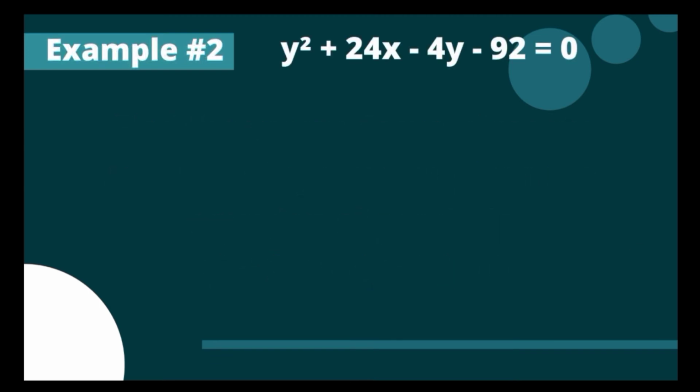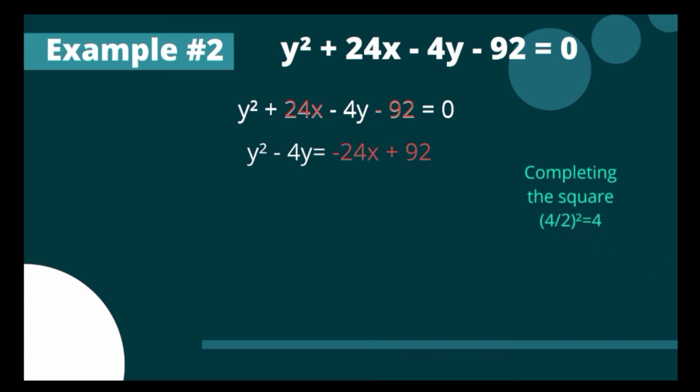The first thing we do is itatranspose natin yung 24x and negative 92 to the other side. And by transposing 24x to the kabila, magiging negative 24x siya. And then yung negative 92 din, kapag nilipat sa kabila, we'll get positive 92. And we will get y squared minus 4y is equal to negative 24x plus 92. And by completing the square, we will get the value of b in the y squared minus 4y, which is 4. And by dividing it by 2, we get 2.